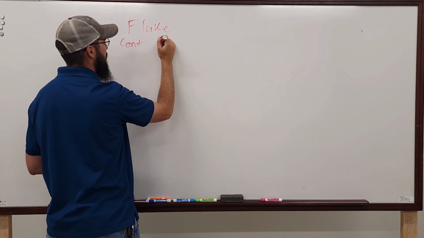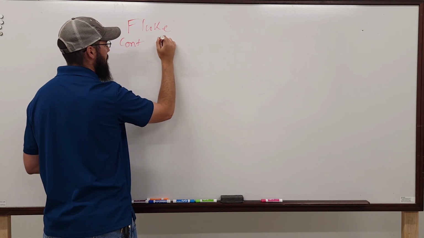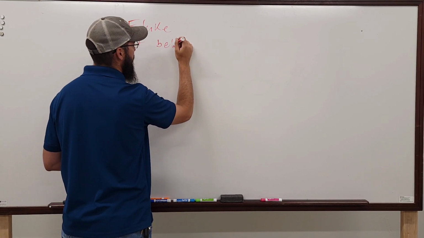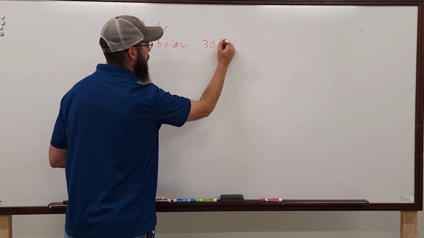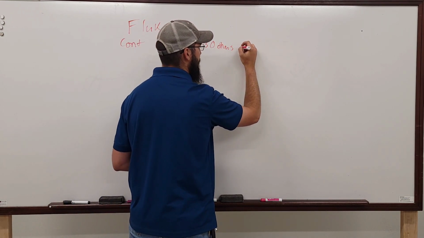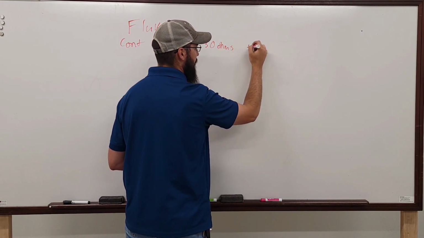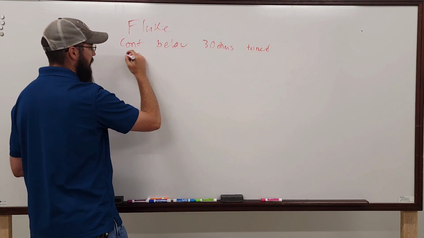Continuity is anything below 30 ohms. Man, my spelling today. Below 30 ohms is a tone, right? So if it's below 30 ohms, you're going to get a tone.